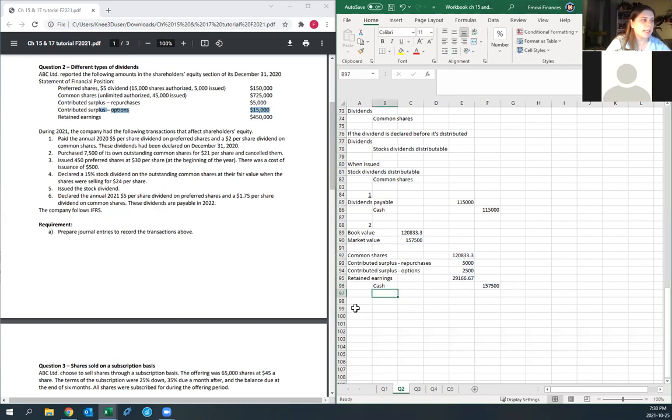So the effect of this transaction is that your number of shares at the beginning were 45,000, and then you bought them back. So now you have in your books 37,500 shares.